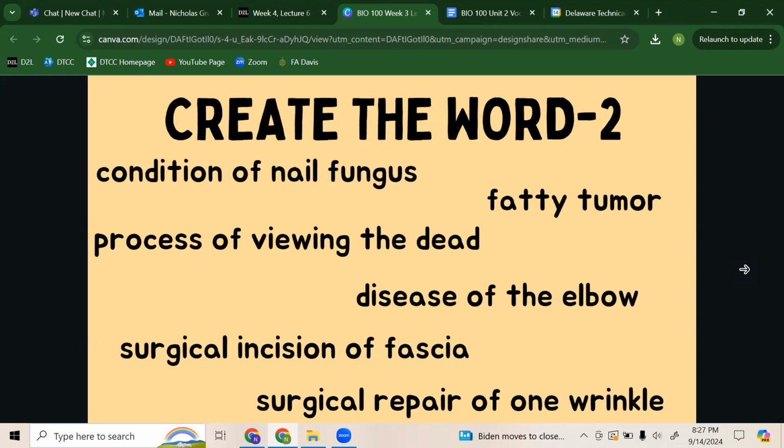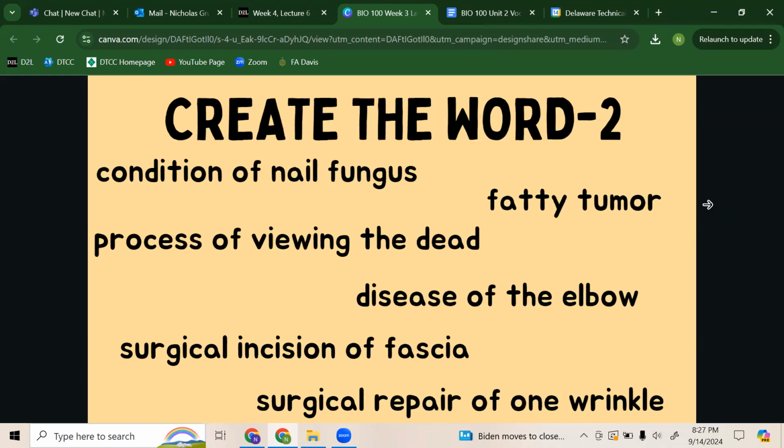So a condition of nail fungus. So our nail one is onych, O-N-Y-C-H, or it could be ungu, U-N-G-U. Onych or ungu are your two roots for nail. So a condition of could be cis, S-I-S, or osis, either one. So onychomycosis or ungumycosis would be your condition of nail fungus.